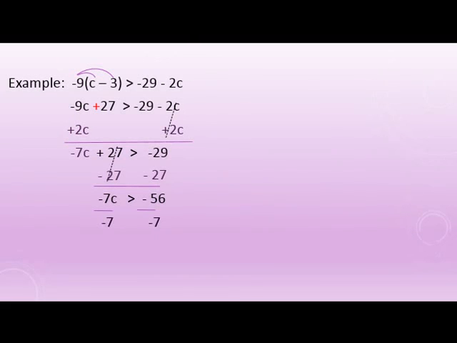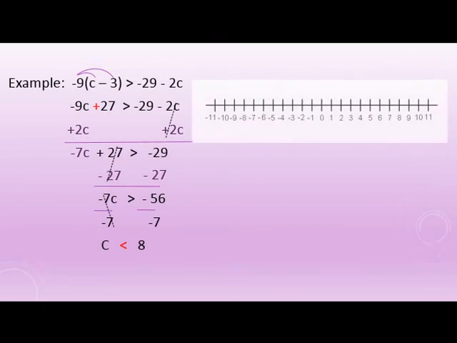Let's graph. First, I put a circle at 8. Check the sign. There's no equal sign under the inequality, so I leave the circle empty. c is less than 8. Notice c is on the left side of the inequality, so the arrow points the direction I'm shading. All the numbers to the left of 8 are less than 8.